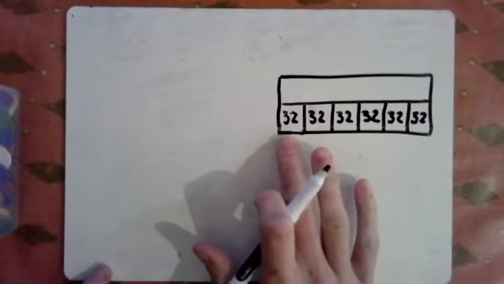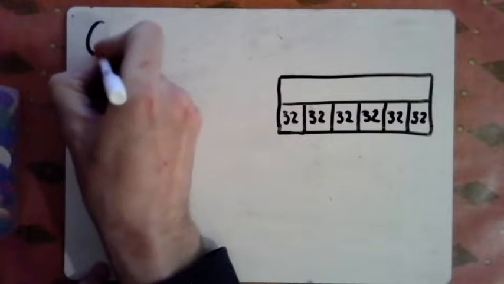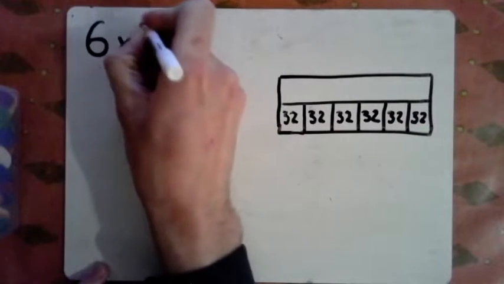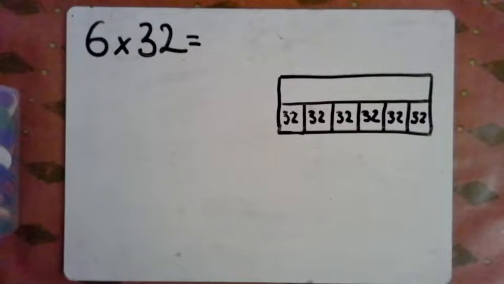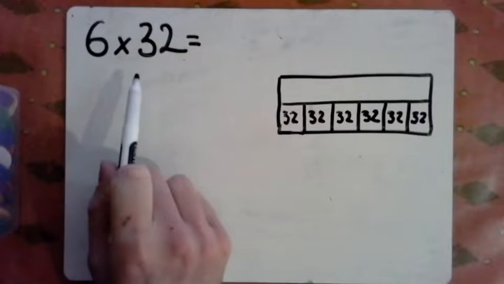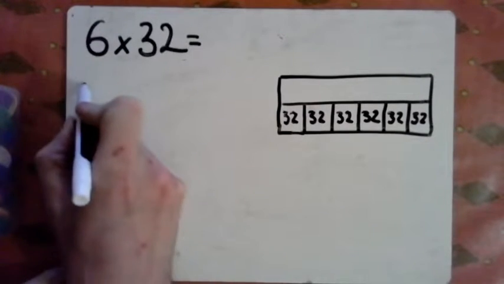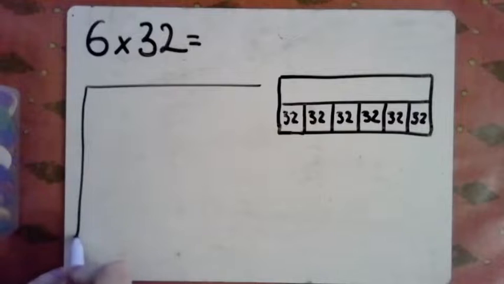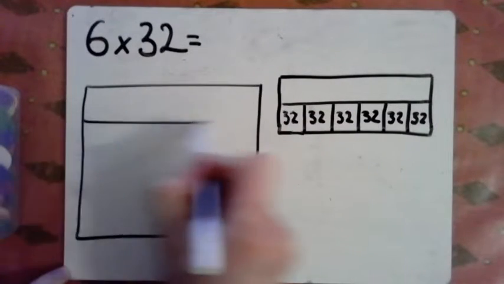And here I've got 1, 2, 3, 4, 5, 6. So I know it's going to be 6 multiplied by 32. Now, knowing what we've done the last few days, and if you can't quite remember, have a look back at the last 2 days' videos to remind you, we can do 6 multiplied by 32. Okay? We can draw out a grid. I'm going to go through this one to get our answer, so people can see.